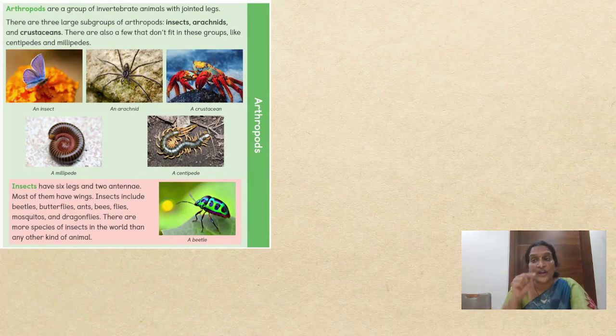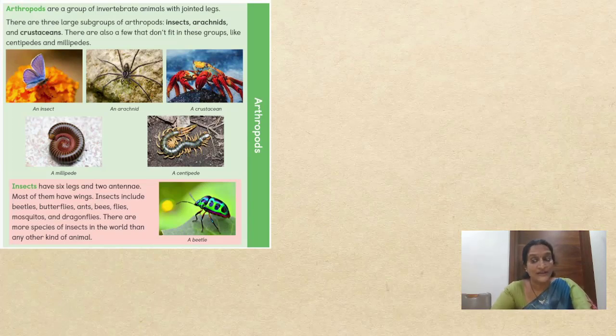Arthro means jointed. If our hand is broken, we go to an orthopedician. So arthro, jointed legs. The animals that have jointed legs and do not have a backbone. Do cnidarians have a backbone? No. That's why they are invertebrates. Do mollusks have a backbone? No. Mollusks do not have a backbone. Arthropods? No backbone but jointed legs.